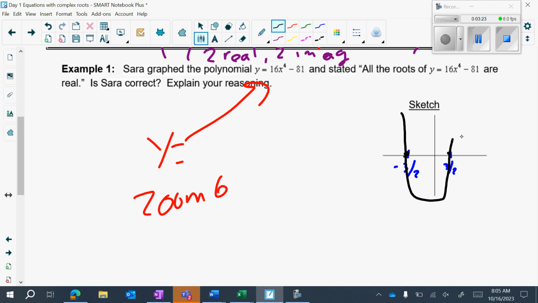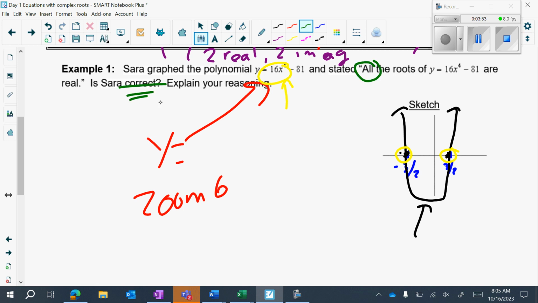But something actually is happening down here. Basically, there are going to be 2 imaginary roots present, even though you can only see 2 real roots. So we have 2 real roots, but because we know that the highest exponent is 4, that means that there have to be 2 more imaginary roots kind of hiding out in the bottom here, not crossing the x-axis. So she said all the roots are real, and that is incorrect.